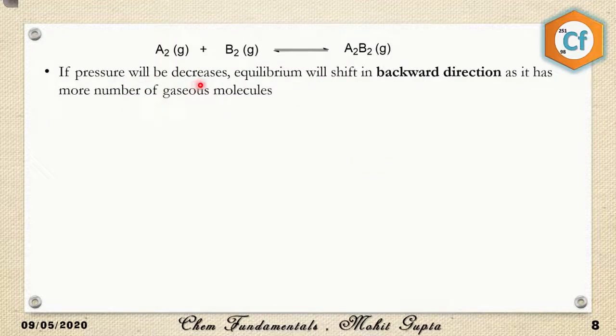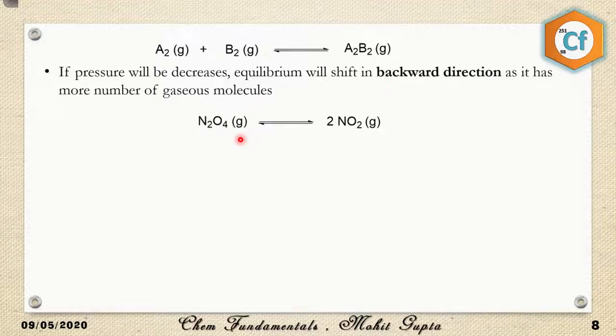If pressure decreases, the volume will increase, and if volume increases, the equilibrium will shift in such a direction where the number of gaseous molecules is more. If pressure decreases, then equilibrium will try to shift in that direction which has more gaseous molecules. Why? Because more gaseous molecules means more volume, and if you are decreasing the pressure, which means you are increasing the volume, a large number of molecules can be stabilized in larger volumes.